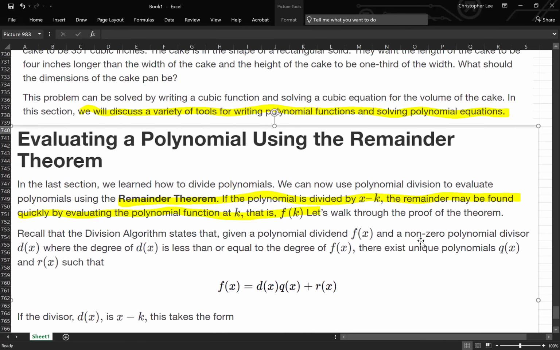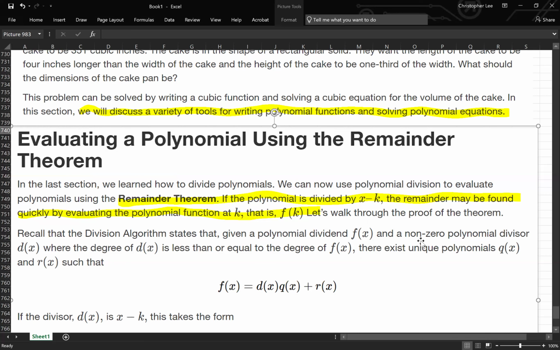So, evaluating a polynomial using the remainder theorem. In the last section, we learned how to divide polynomials. We can now use polynomial division to evaluate polynomials using the remainder theorem. That is, if the polynomial is divided by x minus k, the remainder may be found quickly by evaluating the polynomial function at k, that is f of k. Let's walk through the proof of the theorem.